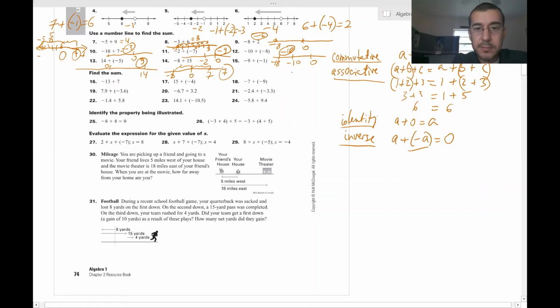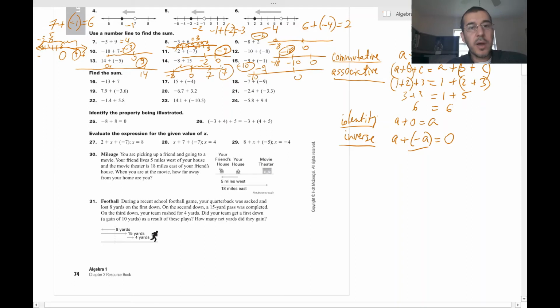Number 15, you start with -9, and then you're adding another -1. So it becomes -10. So -10 is the answer for 15.